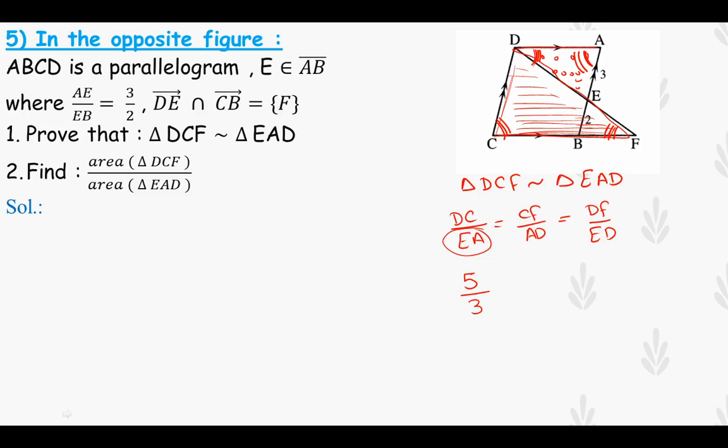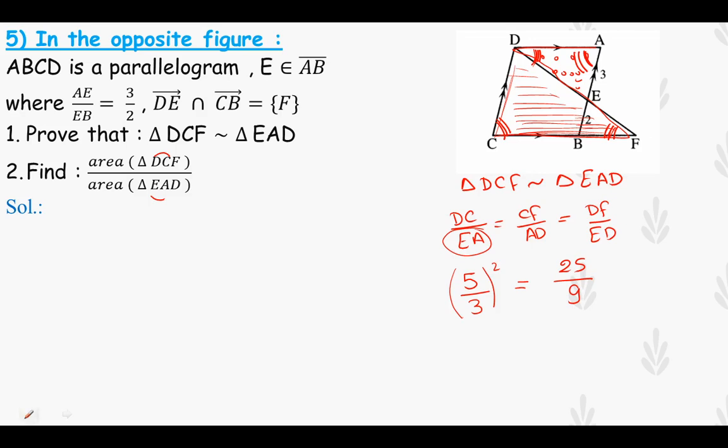The ratio between the areas of the two triangles equals the square of the ratio of two corresponding sides. Here we want the ratio between the area of triangle DCF and the area of triangle EAD. Here we have DC and EA, so the area of triangle DCF over the area of triangle EAD equals 5 over 3 all to the power of 2, which equals 25 over 9.